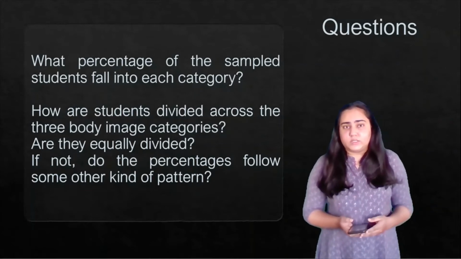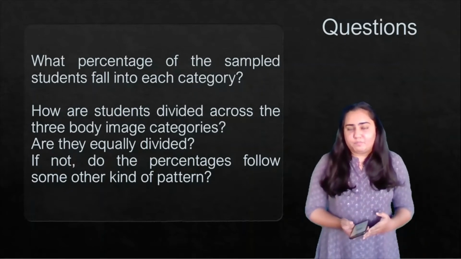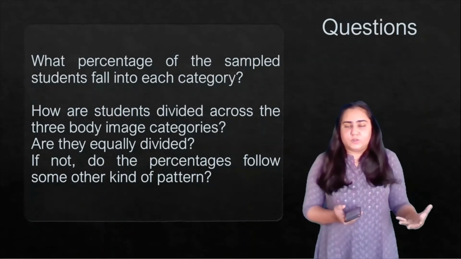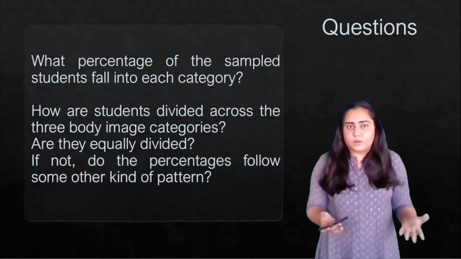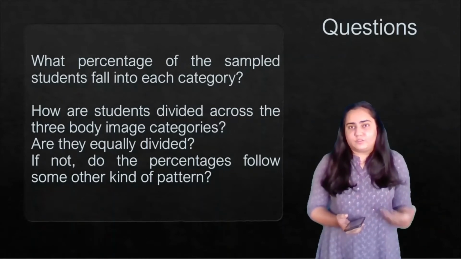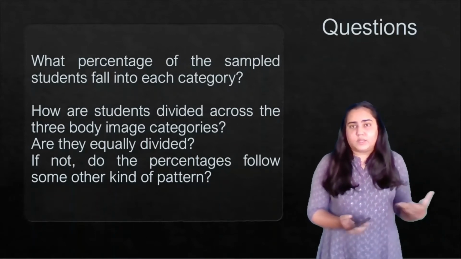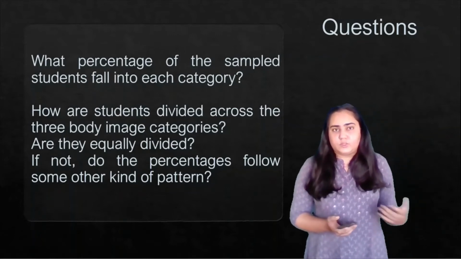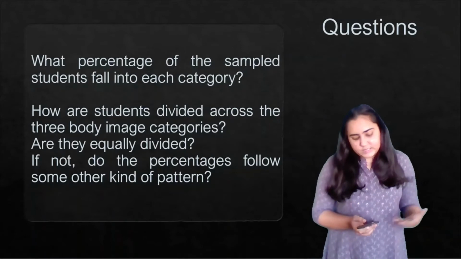And the next question you can answer is, how are students divided across those 3 body image categories? That means, are they equally divided? Which means, are the number of students in the overweight, underweight, and about right categories equal? Or if they are not equal, then what kind of percentage pattern do they follow? In which particular category are there more students? These are the types of interesting questions that you can answer using this type of data set. And to do that, we have to perform exploratory data analysis.